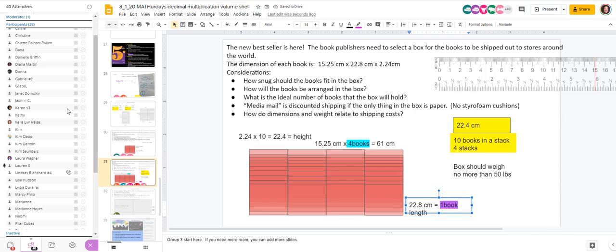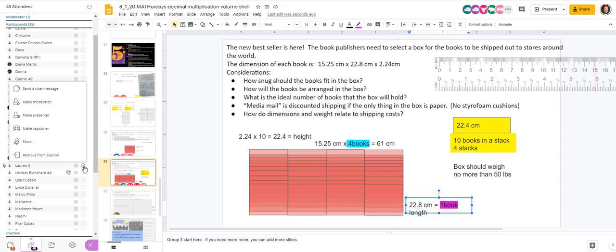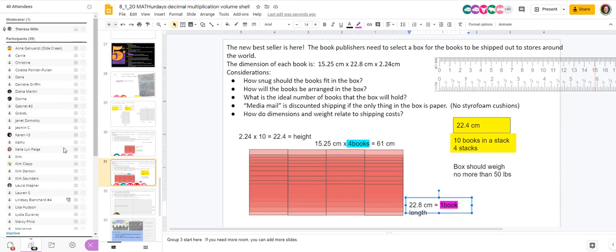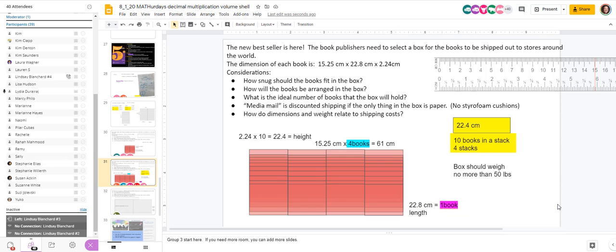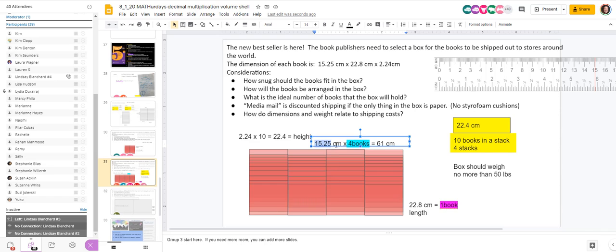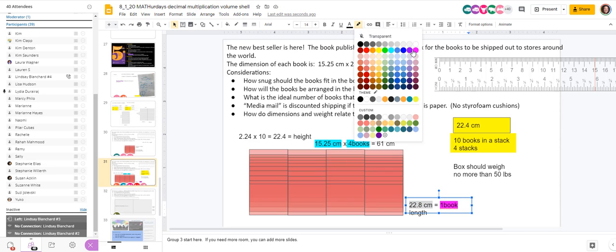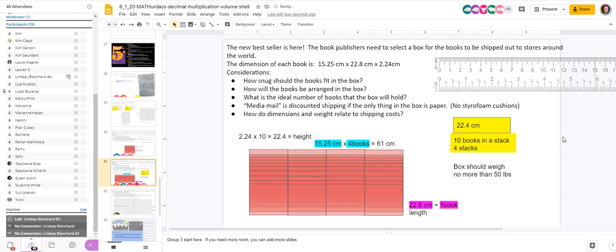Lydia, would you mind telling us a little bit more about what you just typed in the chat box? I think Lauren just changed the units from centimeters to books. Neat. So in terms of how many books you're going to have in length, width, and height, it's going to be one book length, 10 books high, and 4 books deep, kind of thing.